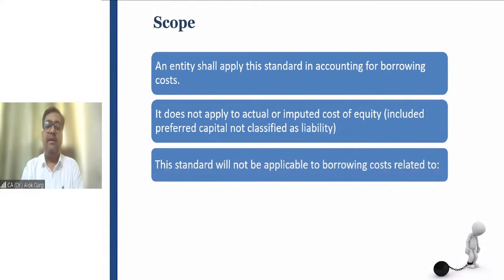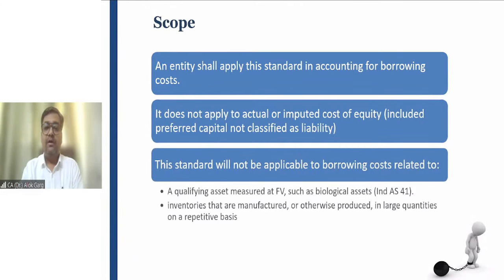Standard will not be applicable to borrowing costs related to a qualifying asset measured at fair value, such as biological asset, right? Friends, when you read Ind AS 41, the concept of biological asset is there. And what is a biological asset? It is a living animal or plant. You will understand the detailed accounting treatment, presentation, and disclosure requirements about biological asset. And Ind AS 41 says that biological asset has to be measured at fair value always, right?